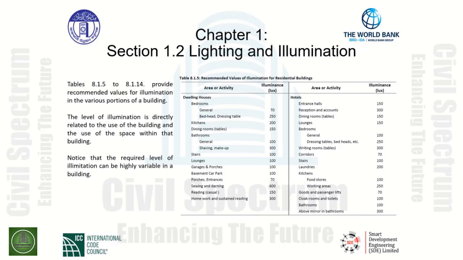of 300. The level of illumination is directly related to the use of the building and the use of the space within that building. However, notice that the required level of illumination can be highly variable in a building.